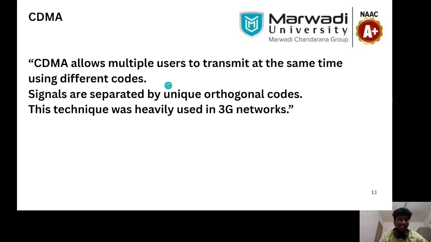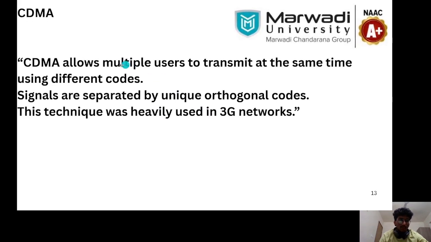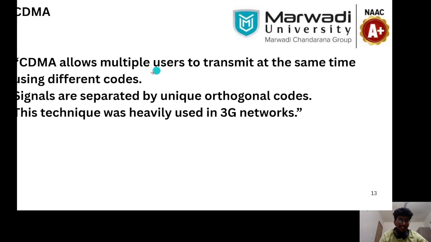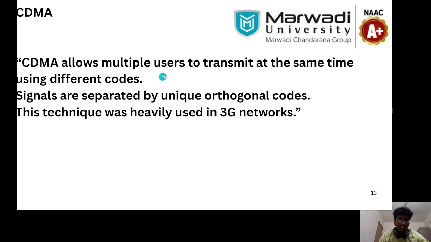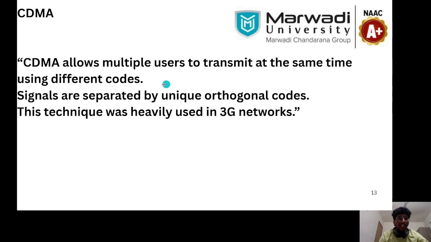And here is the CDMA. CDMA is nothing but code division multiple access. All users share the same frequency and time. Each user has a unique code, giving high capacity and security. This technique was heavily used in 3G networks.